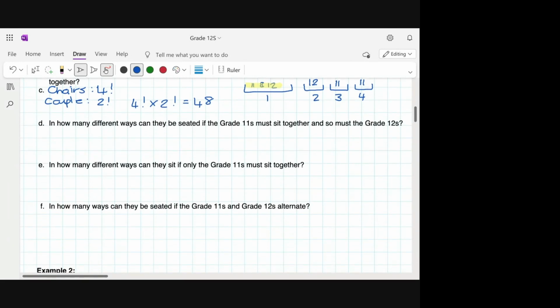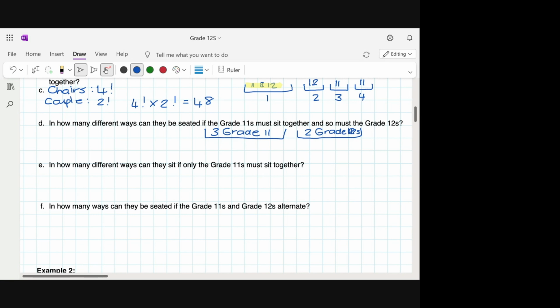In how many different ways can they be seated if the grade 11s must sit together and so must the grade 12s? Okay. So now we're getting into what I call blocks. Now we're really getting into blocks here. Now, all the grade 11s need to sit together. How many grade 11s do we have again, guys? 3. So we got 3 grade 11s, and they all need to sit together. And I've got 2 grade 12s, and they need to sit together.